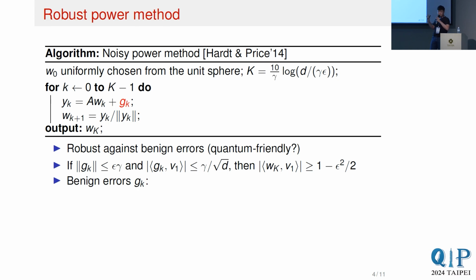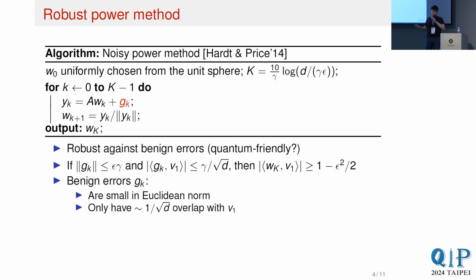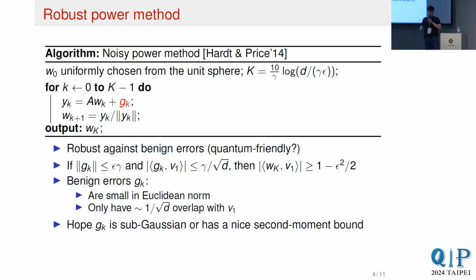And what does benign error mean here? Benign error means, first, you have small Euclidean norm, and second, you should have a small overlap with your top eigenvector. In other words, you would expect your error to be sub-Gaussian, or to have a small second moment bound.